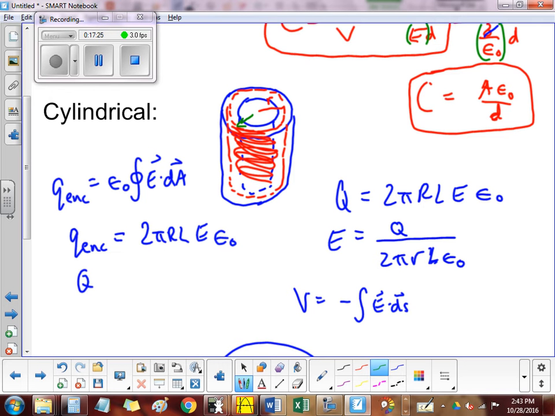So the field points perpendicular to every shell. It's a radial field. And we're going to travel from the inner surface to the outer surface. So we're going to do our little ds journey in the same direction as the E field. So the theta will be 0, which means you can just simplify E dot ds as just E ds. You don't need a dot product when the theta is 0.